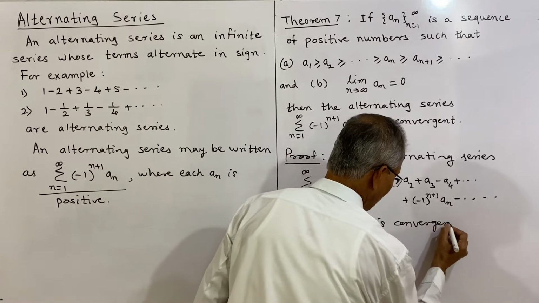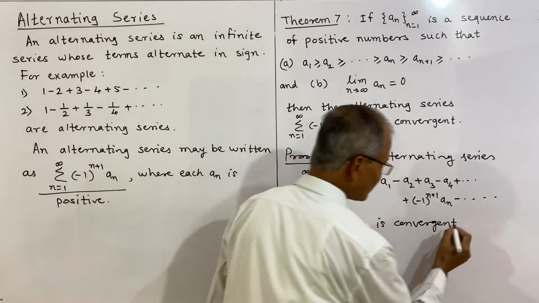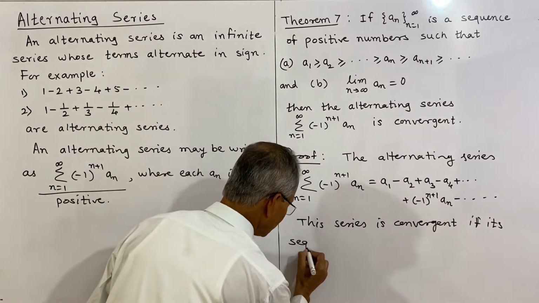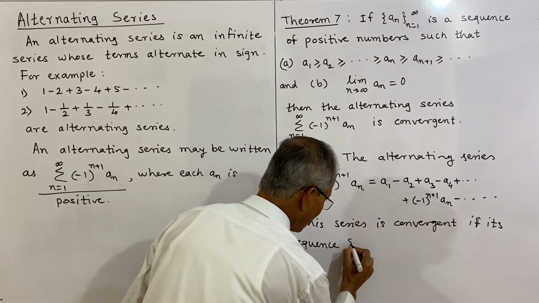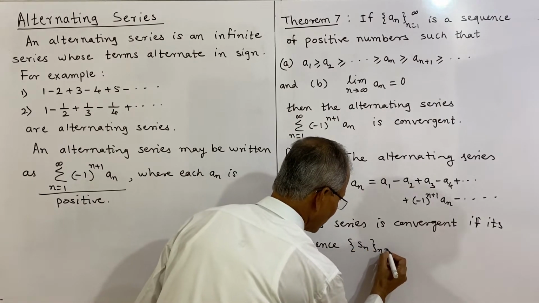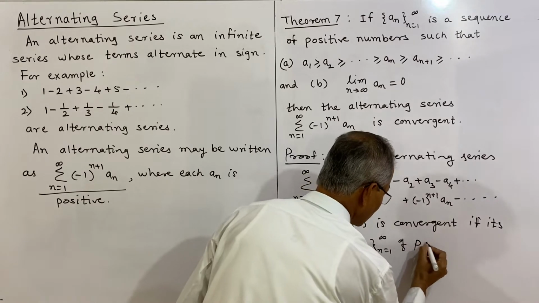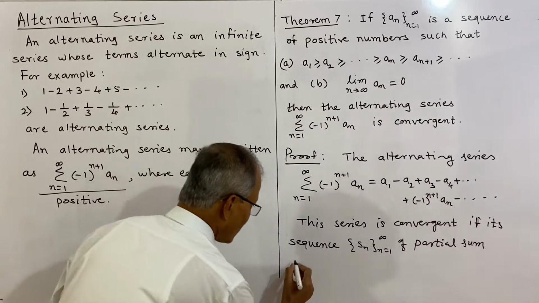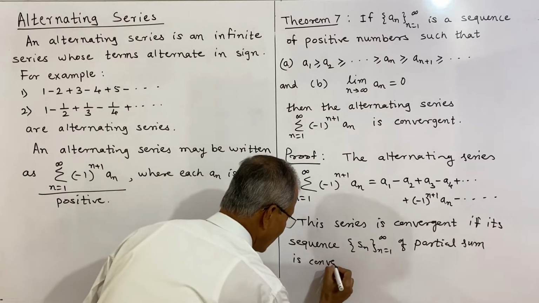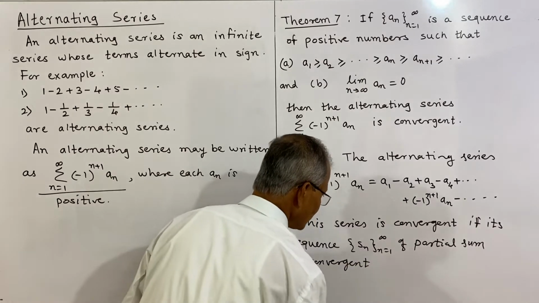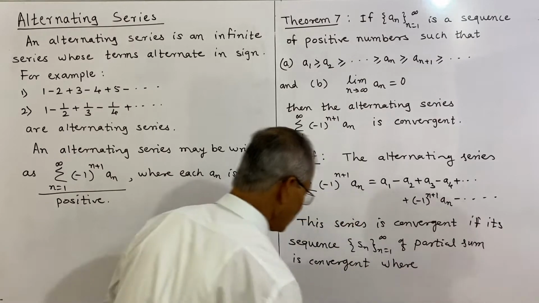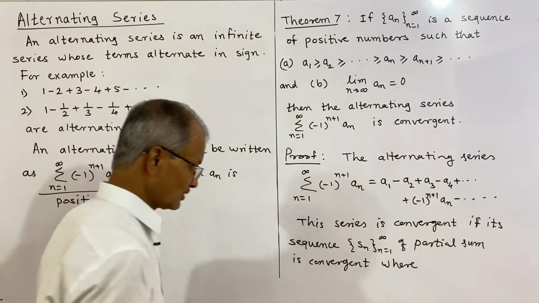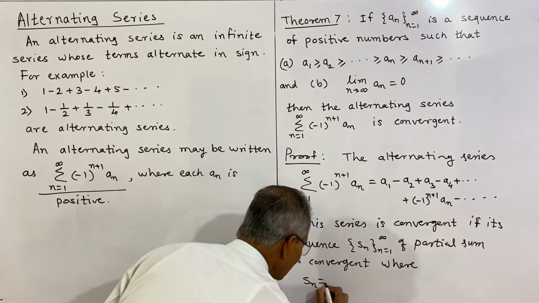By definition, the series is convergent if its sequence Sn, we denote the sequence of partial sums Sn, is convergent. But what is Sn? Sn is the sequence of partial sums, the sum of first n terms.